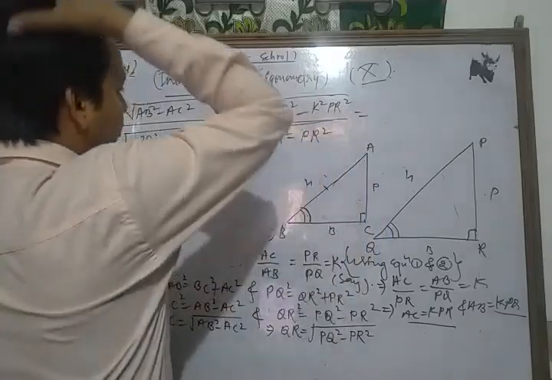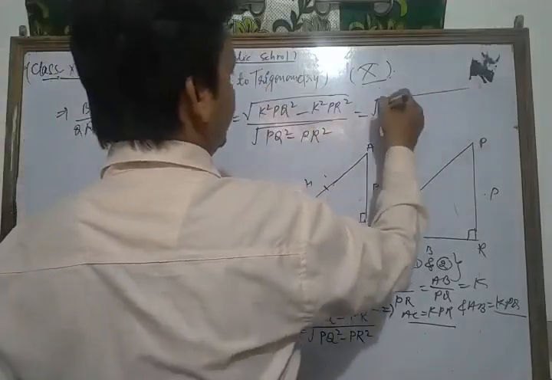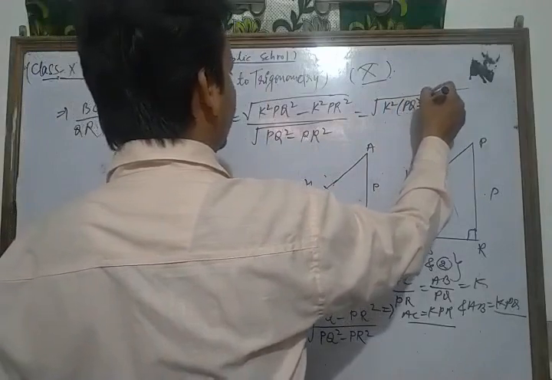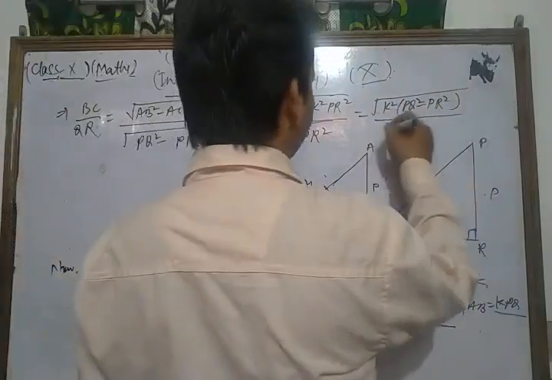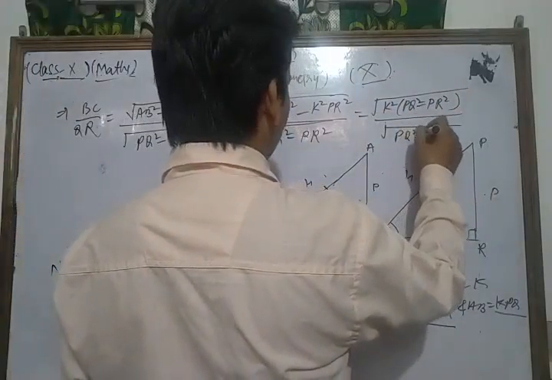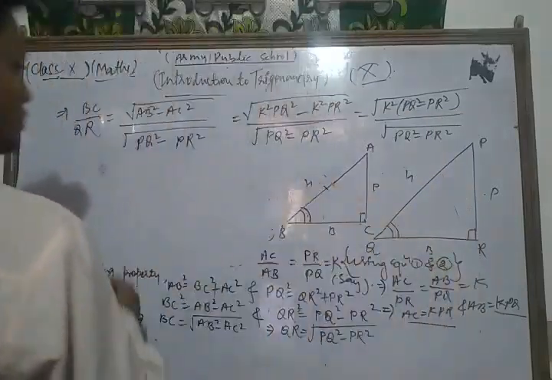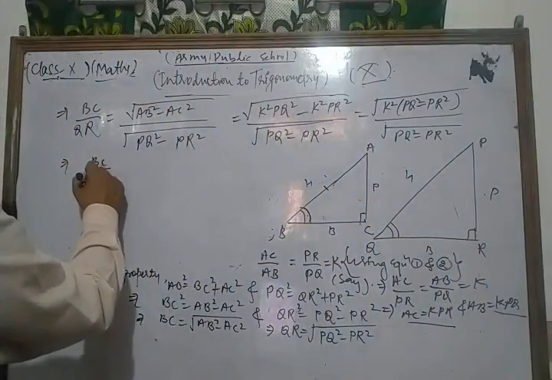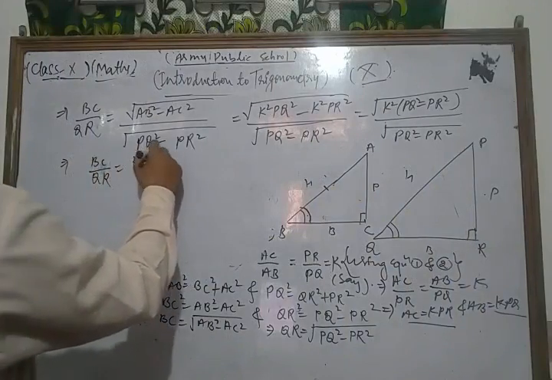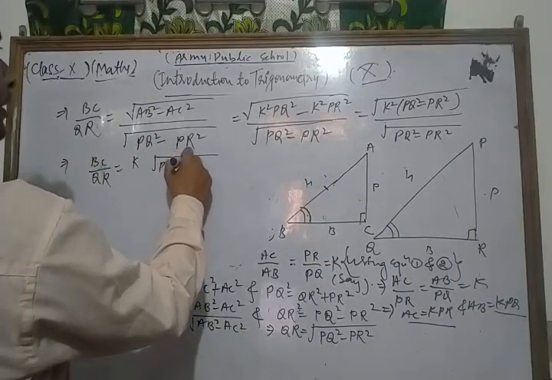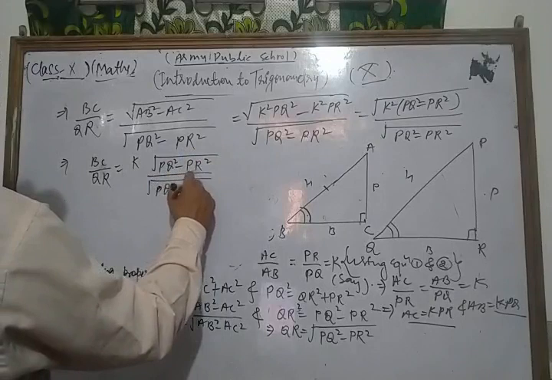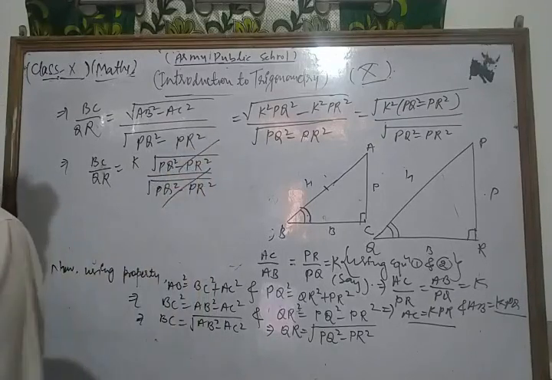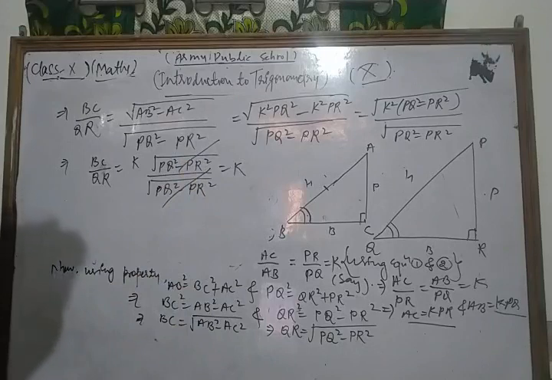Now here we take K square as common. So we get PQ square minus PR square, and in denominator we write PQ square minus PR square. Now in numerator we take K as common, so BC upon QR is equal to K under root PQ square minus PR square, and the same in denominator. Now these cancel each other, so this is K.